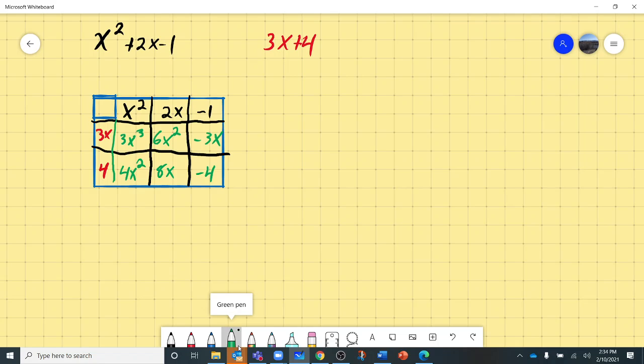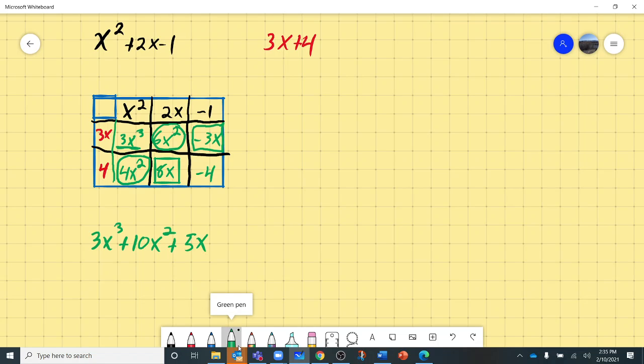So now I'm going to look for like terms. This is my only cubic, my only x to the third power. So I'm going to write that one down, 3x cubed. I have 2 x squareds. I have a 6x squared and a 4x squared. I'm going to put those together. 6x squared plus 4x squared gives us positive 10x squared. And then I have a positive 8x and a negative 3x. And I'm going to put those together. So 8x minus 3x, or 8x plus negative 3x, is a plus 5x.